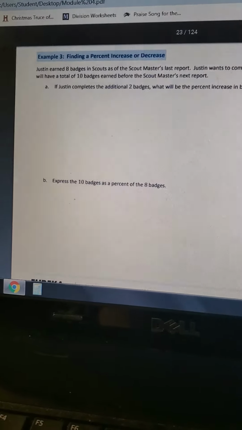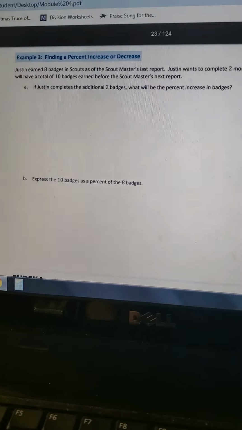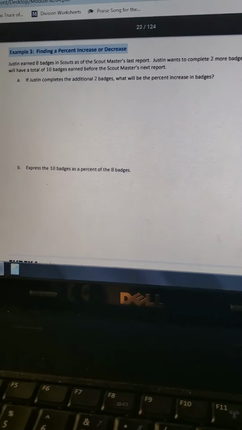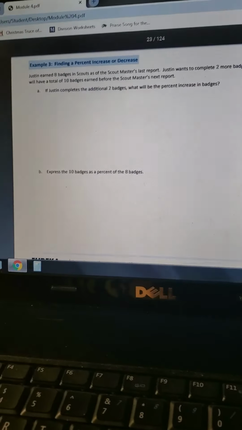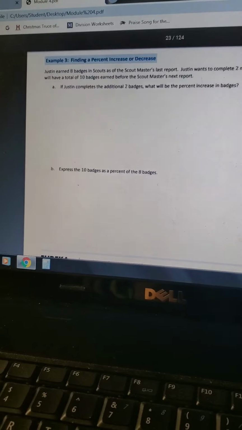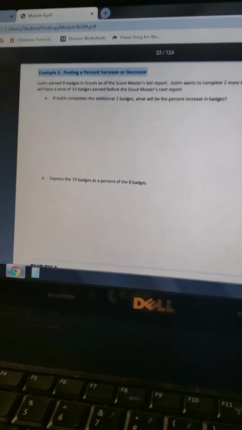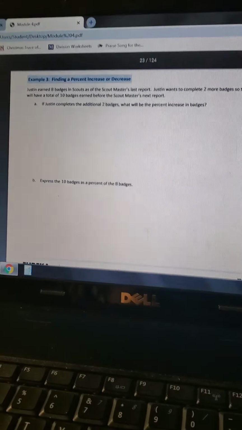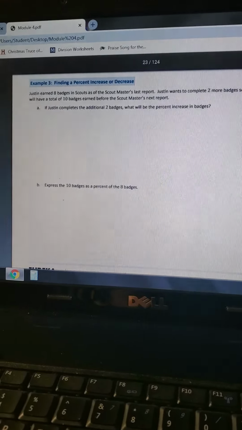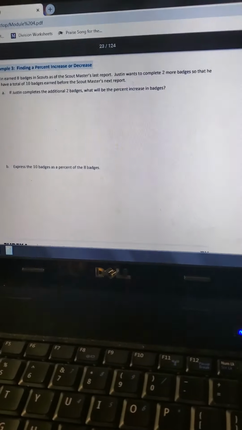Okay, so let's go on with example B. It says express 10 badges as a percent of 8 badges. Okay, so same general thing, except this time the whole is 10. I'm sorry, the whole is still 8, but the part is 10. So we want to know what percent of 8 is 10. Okay, so go ahead and do your substitution, and you can work this problem out to the end, and then resume the video.